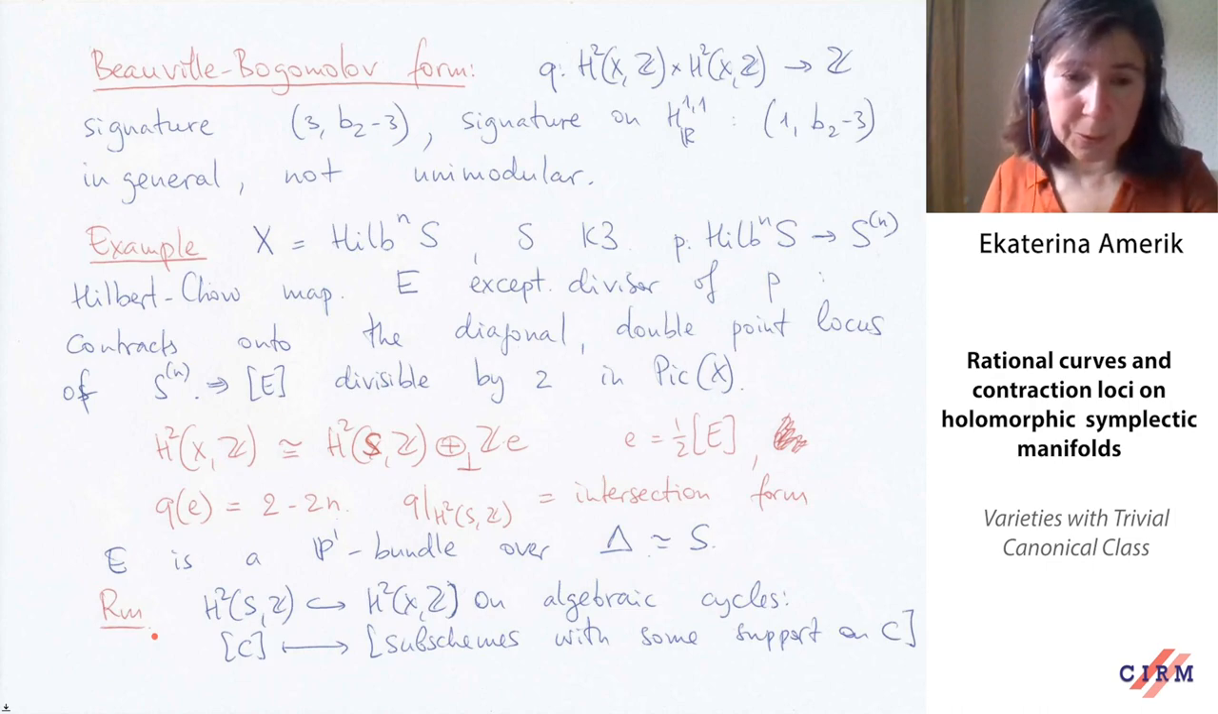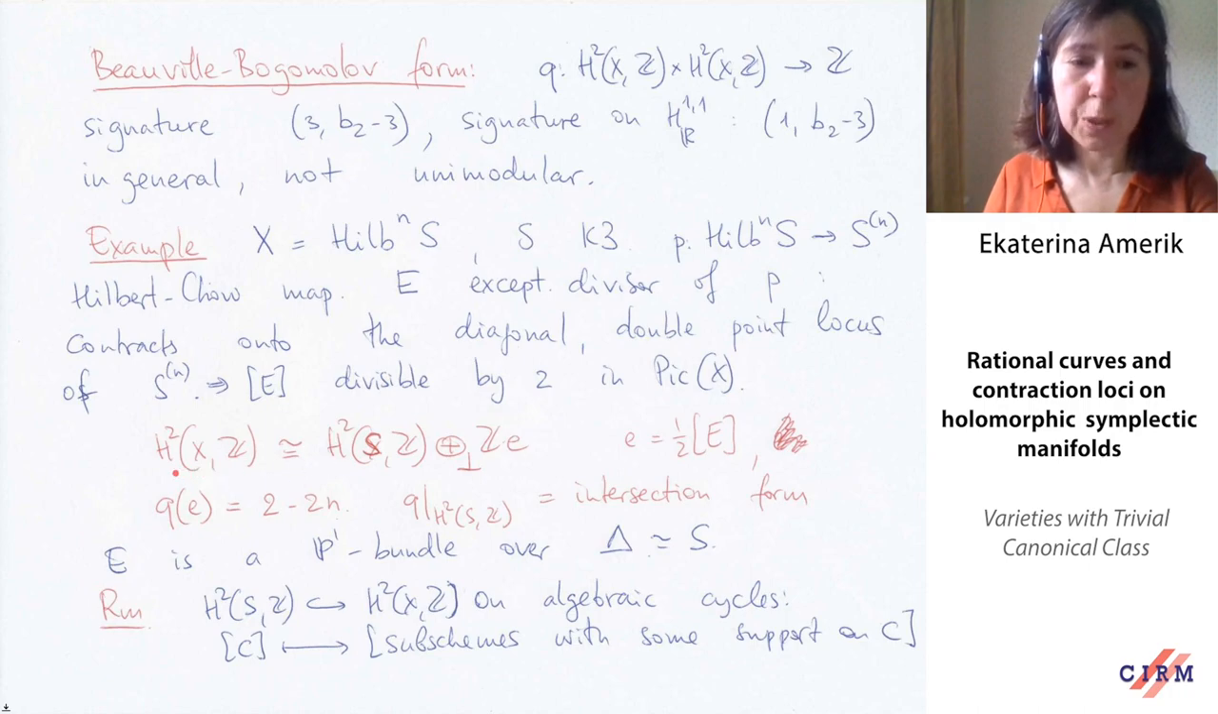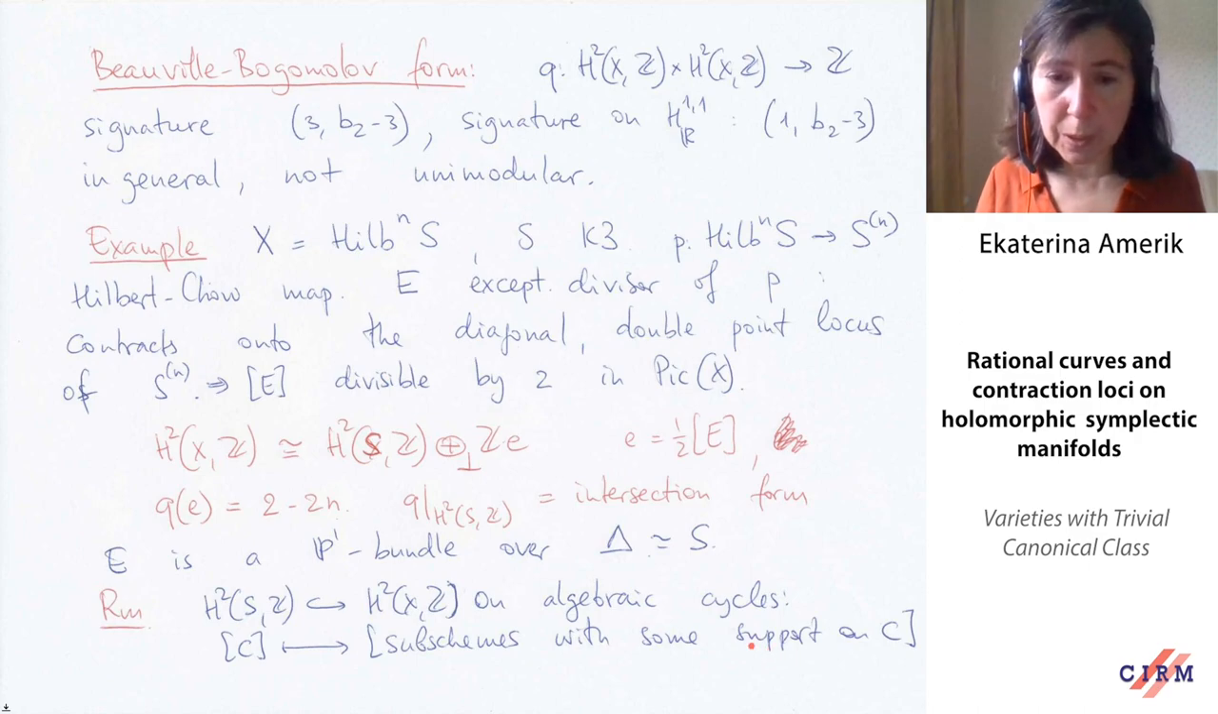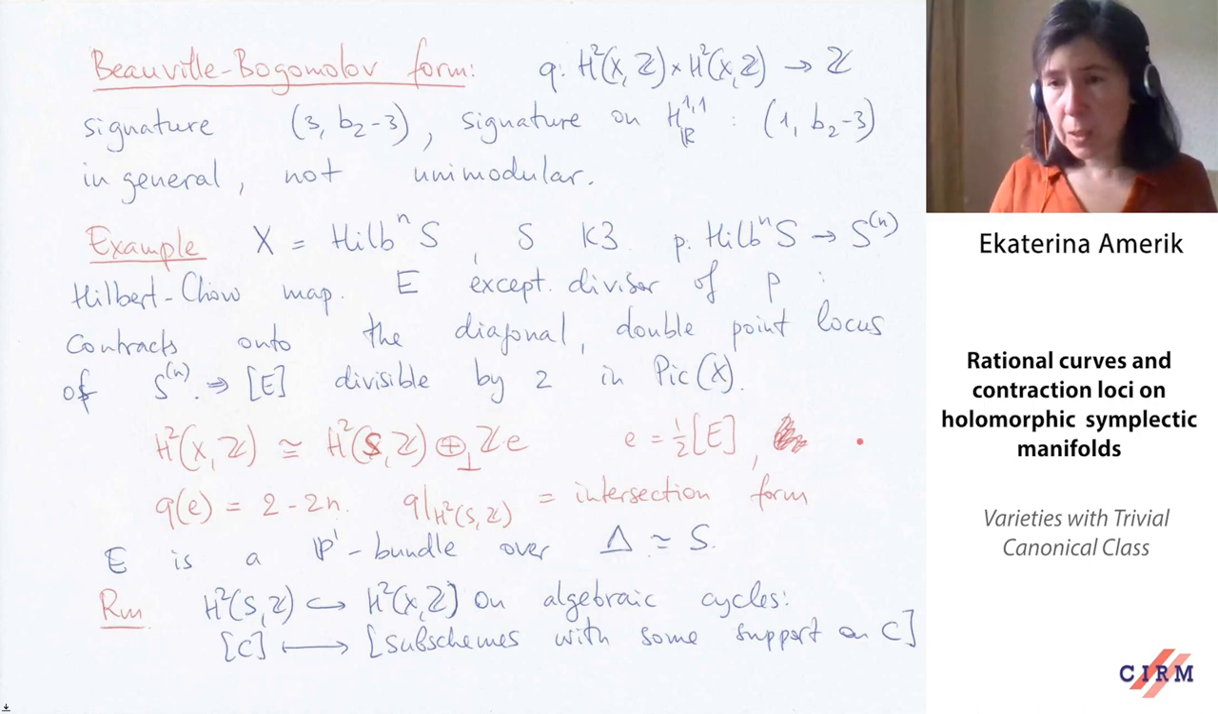Let's remark here that the embedding of H2 of S into H2 of X is given as follows. On algebraic cycles, we take a curve C, its class in H2, and it's sent into the divisor of subschemes which have some support on C. So let's say generically one point is on C and another point is arbitrary on X, if we are talking about Hilb 2, let's say.